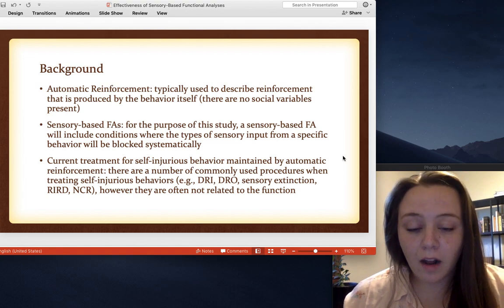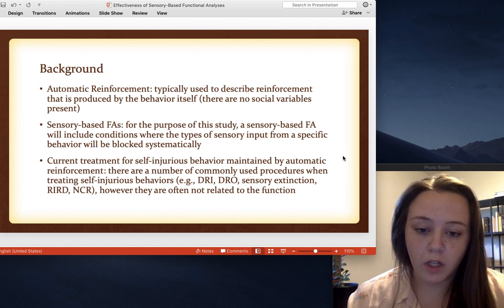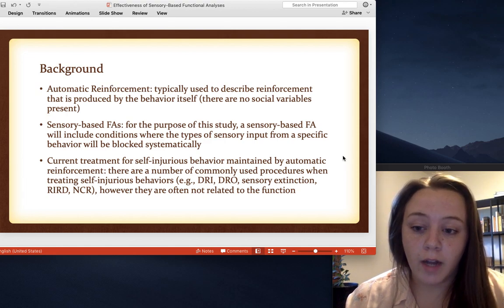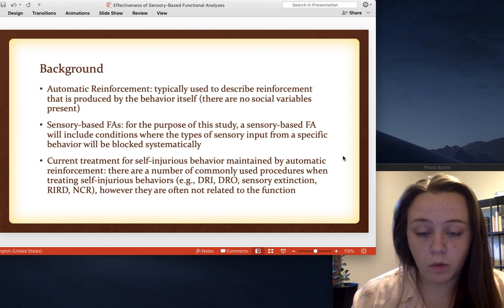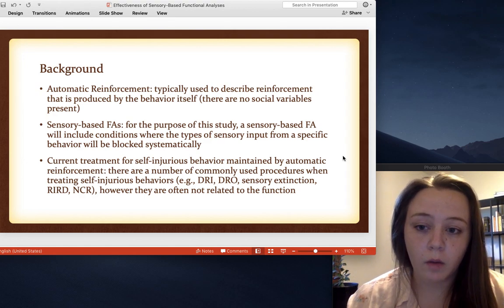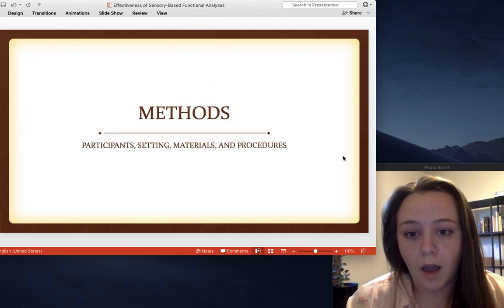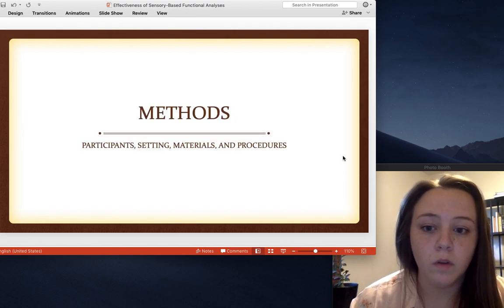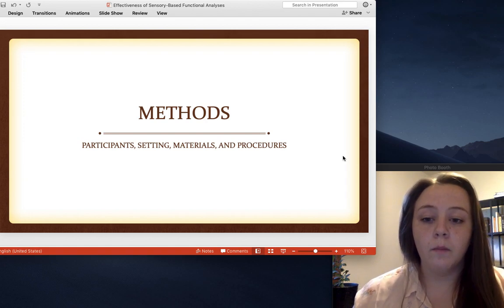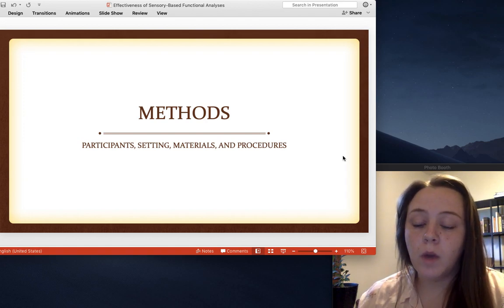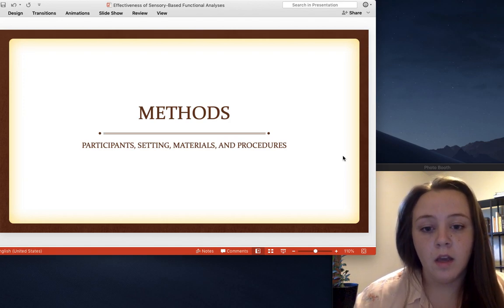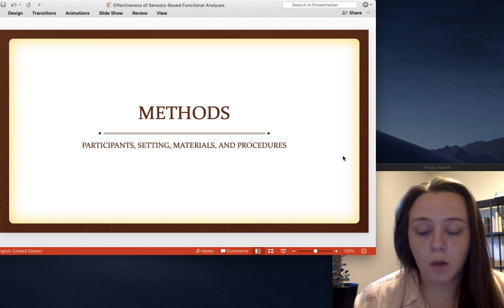So we don't have a lot of treatment that really looks at the function. It's a lot more difficult to treat behaviors that are maintained by automatic reinforcement, primarily because of this reason. So we want to look at ways to try and identify those specific variables related to the automatic reinforcement to try and create some kind of function-based treatment and have more effective treatment for these individuals. So for our method sections, we'll be reviewing the participants, the setting, the materials, and then the procedures that will be used.